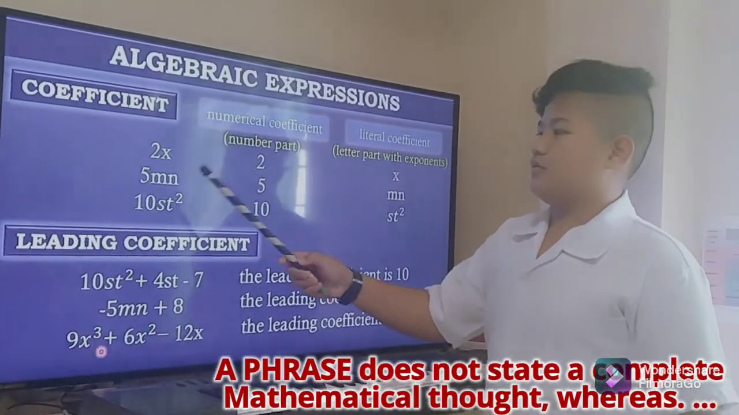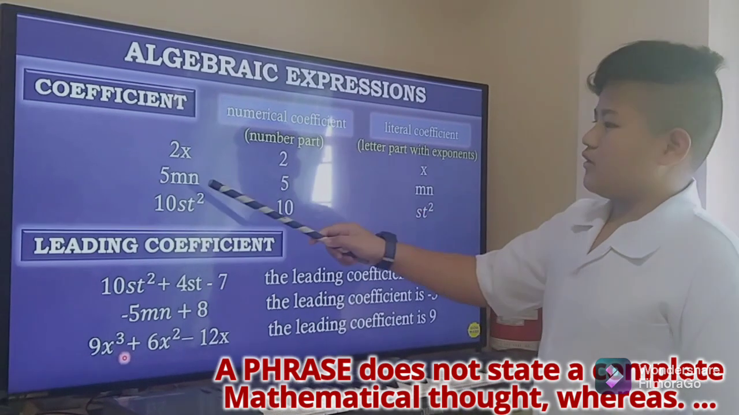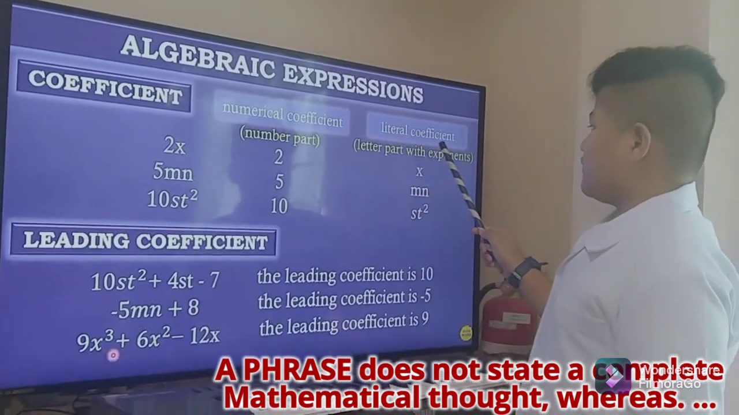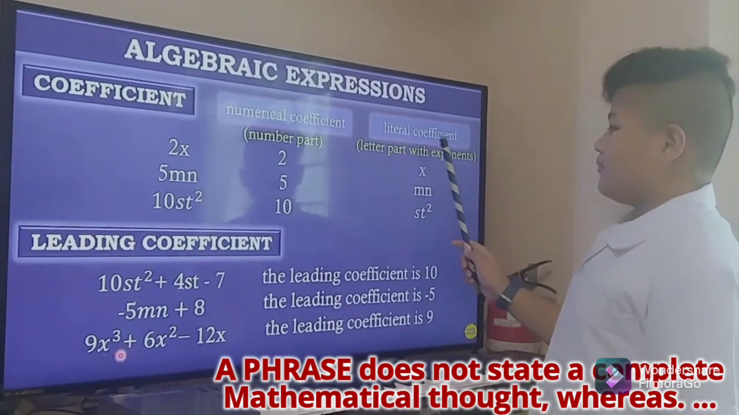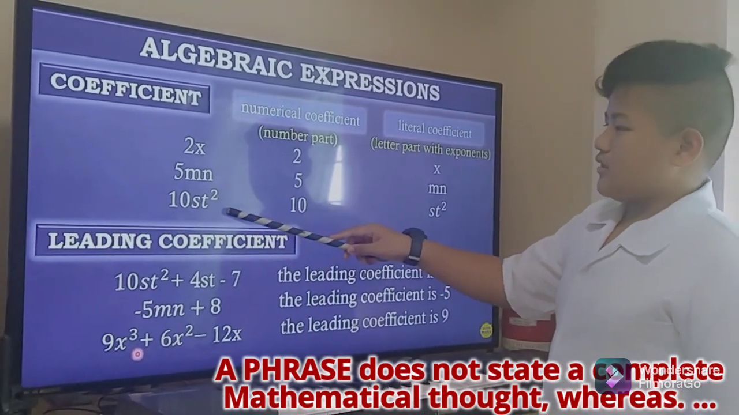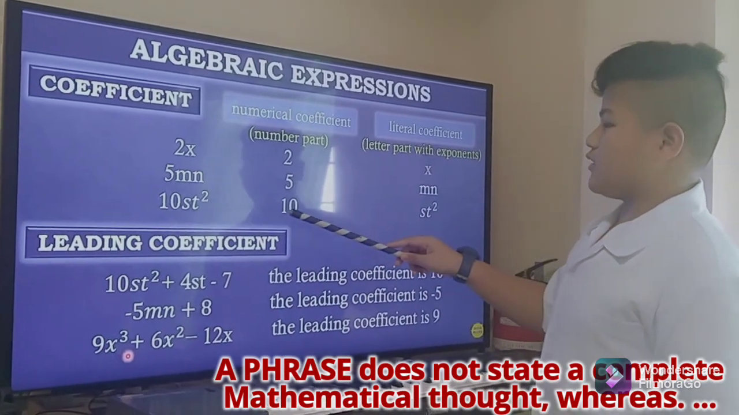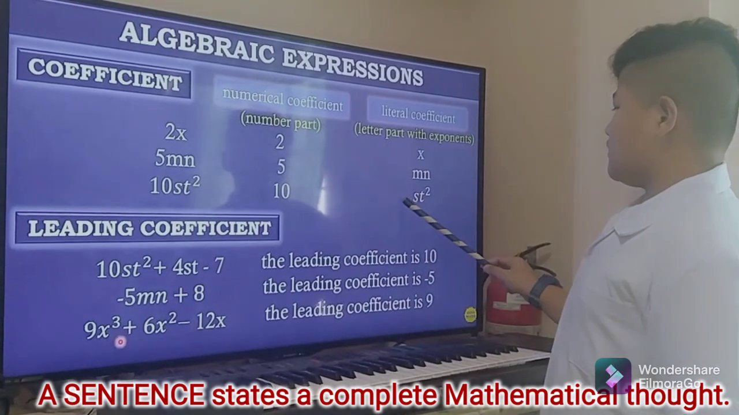Another example, 5mn. The numerical coefficient of 5mn is 5. The literal coefficient of 5mn is mn. Last example, 10st squared. The numerical coefficient of 10st squared is 10. The literal coefficient of 10st squared is st squared.